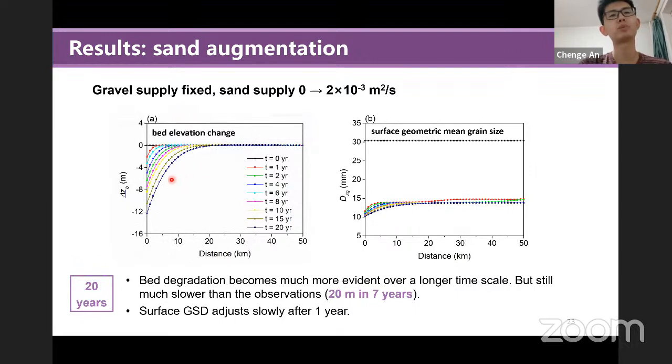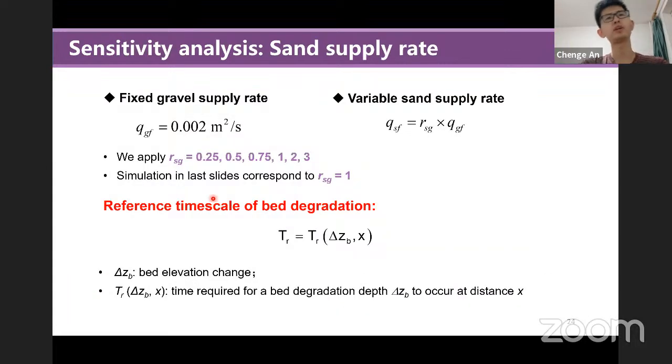But when we compare the simulated bed degradation with the observation, it is still much lower than the observation of 20 meters in 7 years. And then we start to think about, if we increase the sand supply rate to a larger value, will we see an even more intensive bed degradation? To answer this question, we still fix the gravel supply rate, but we vary the sand supply rate with different factors from 1/4 to 3.